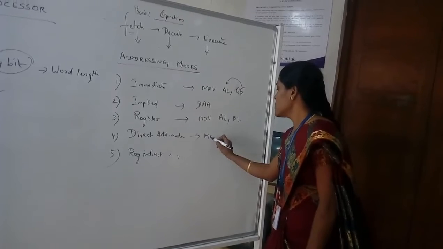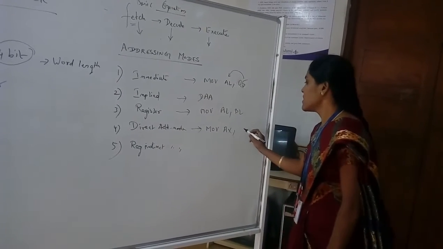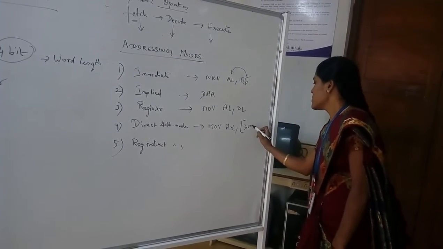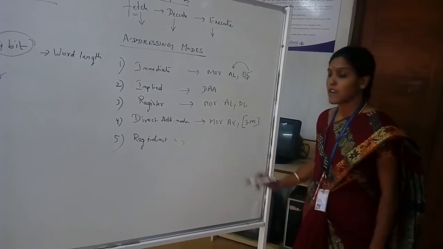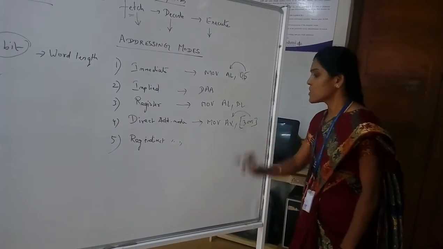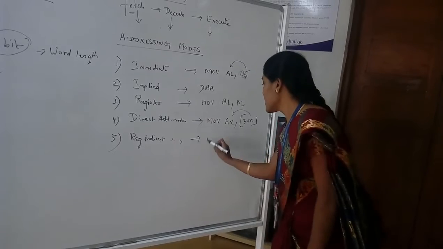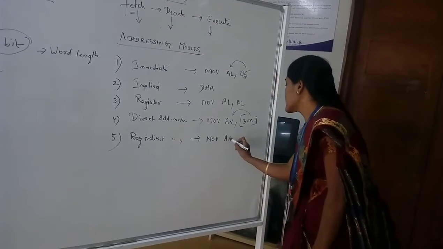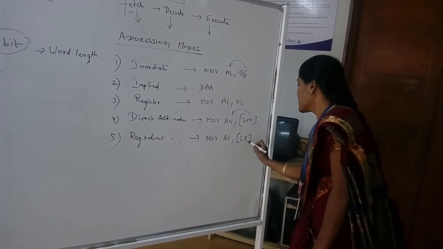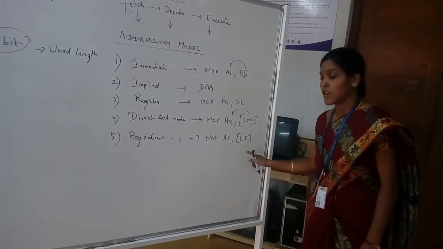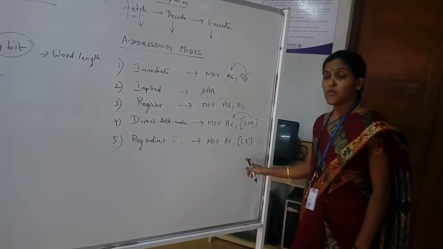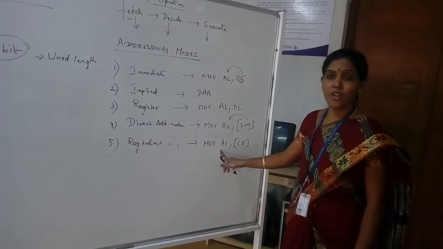Direct addressing mode means you give the data in an address. So this is your address, and in this address you will have the data. That data is moved to your register AX. Register indirect means you have a register, and in that register you have an address, and the data which is present in that address is moved to your AX.